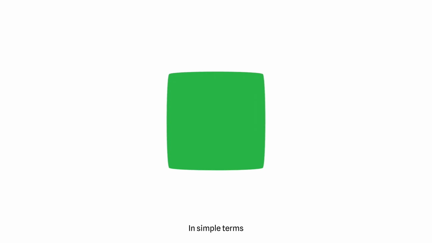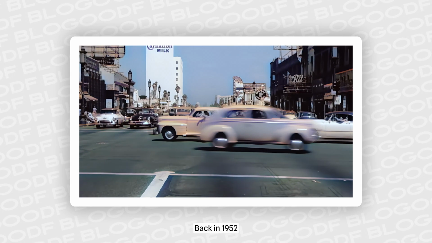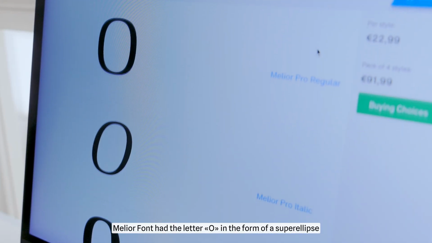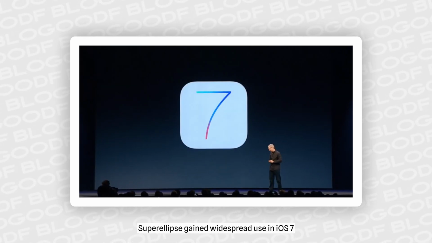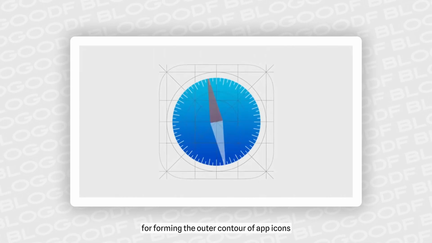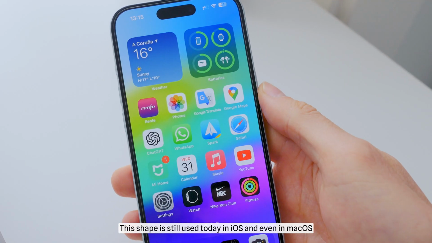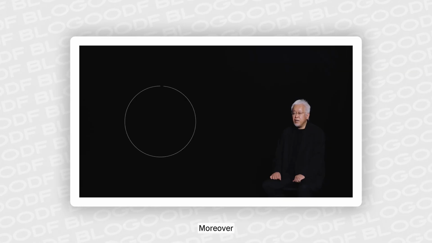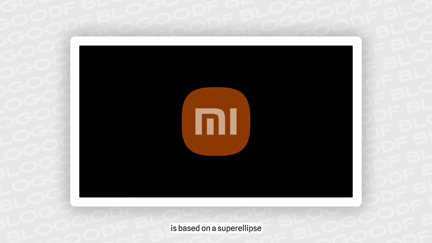In simple terms, this shape is something between a square and a circle. Back in 1952, Miller font had the letter O in the form of a superellipse. Superellipse gained widespread use in iOS 7 for forming the outer contour of app icons. This shape is still used today in iOS and even in macOS. Moreover, the new logo of the Xiaomi company is based on a superellipse.